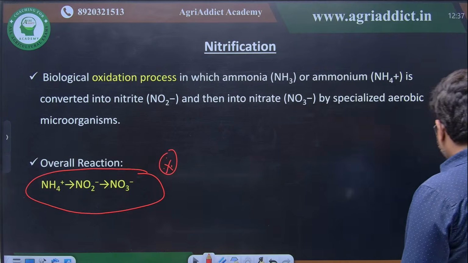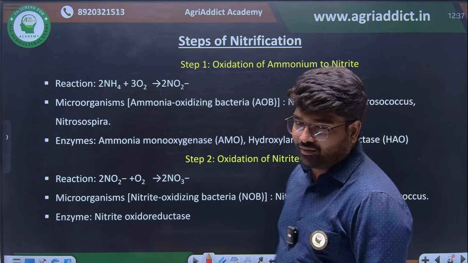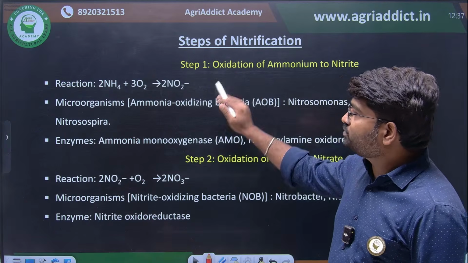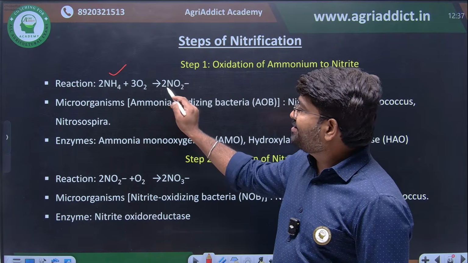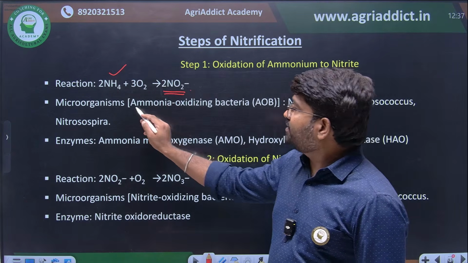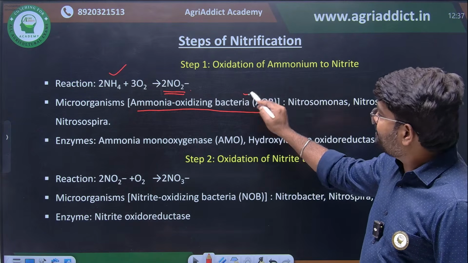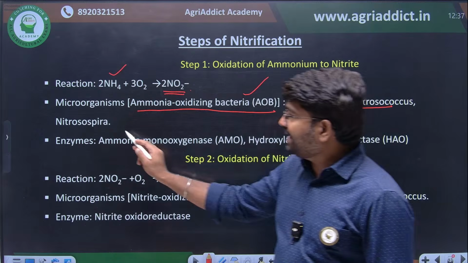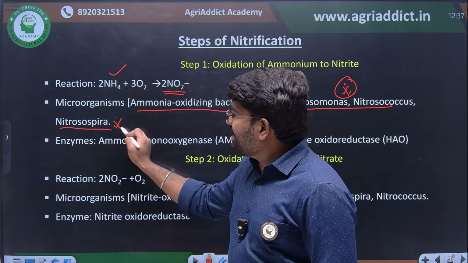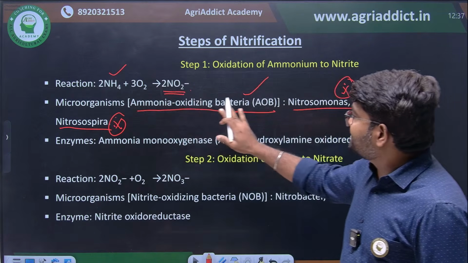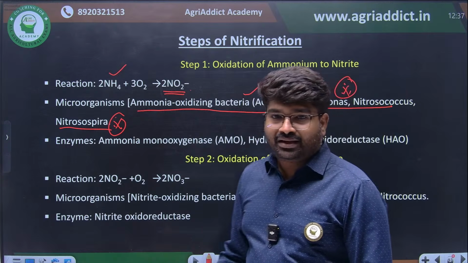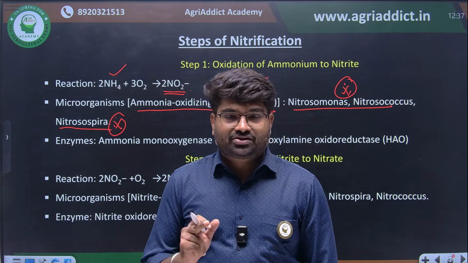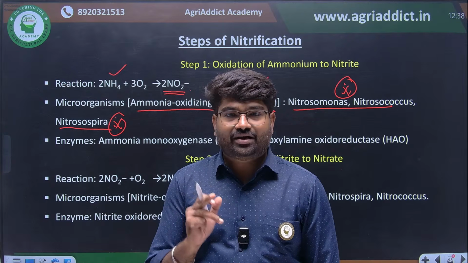Now we are going to see what are the conditions required and what are the steps. First step is what? Ammonia will be converted into nitrite by the action of ammonia oxidizing bacteria. These examples are very, very important. Ammonia oxidizing bacteria are what? Nitrosomonas, Nitrococcus and Nitrospira.